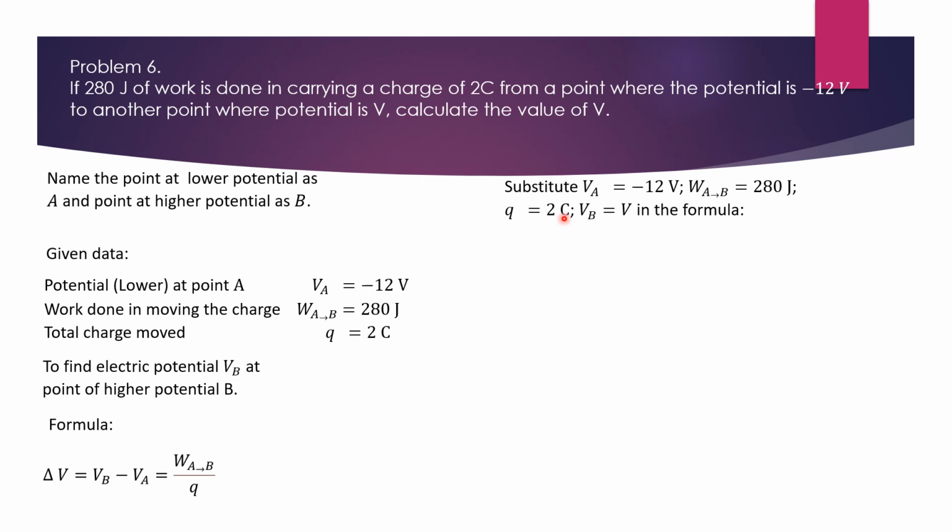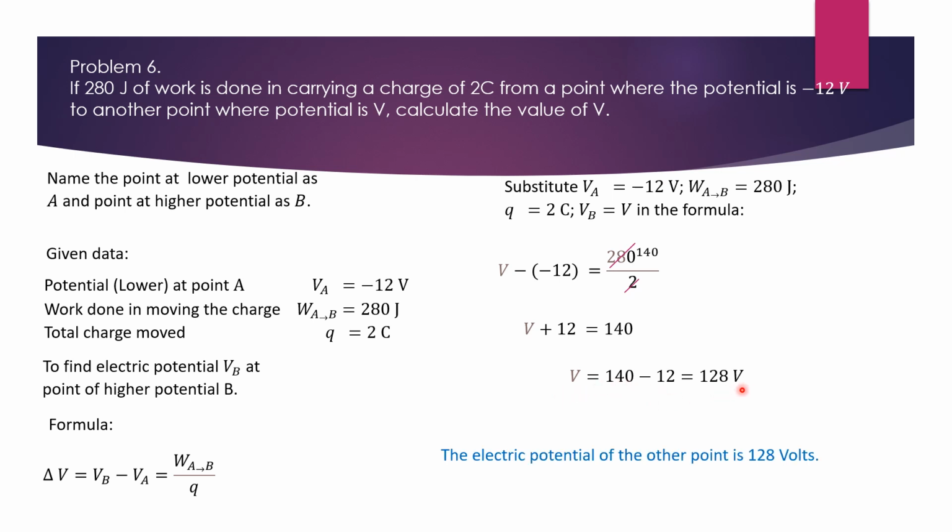Now, substituting these values, and for VB we will use V that is given in the question, that is V minus minus 12 is equal to 280 over 2. This 2 is the charge and 280 is the work done in joules. Cutting these two values, this makes it 140 and this becomes V plus 12 is equal to 140. Moving 12 to the right side results in 128 volts. The electric potential of the other point is 128 volts.